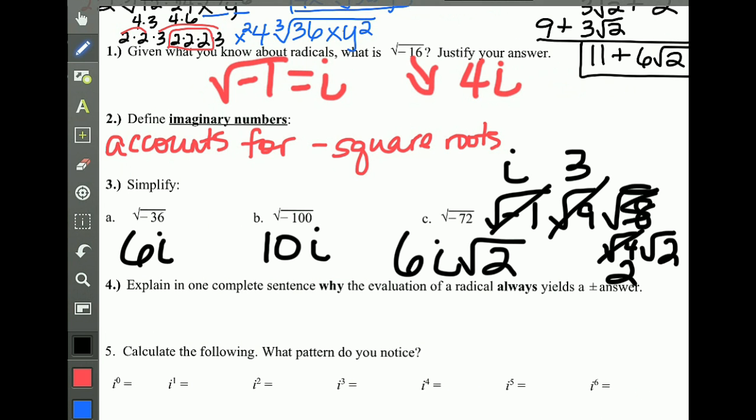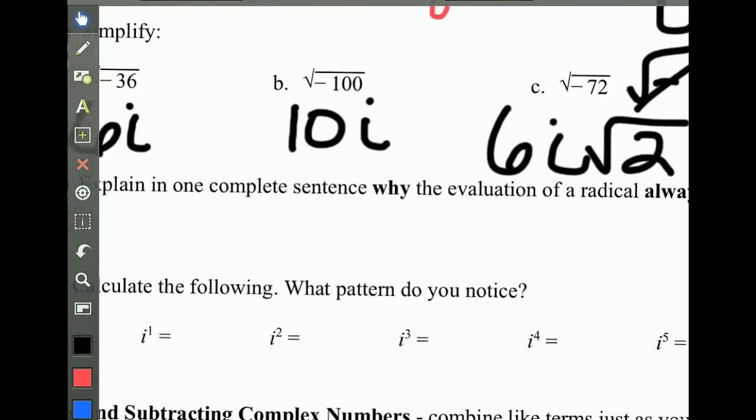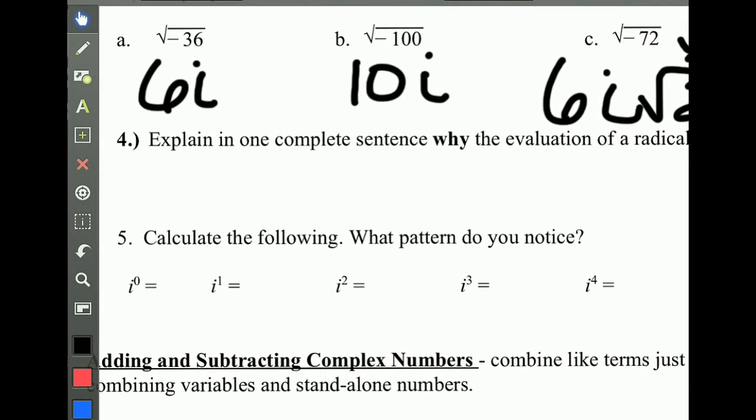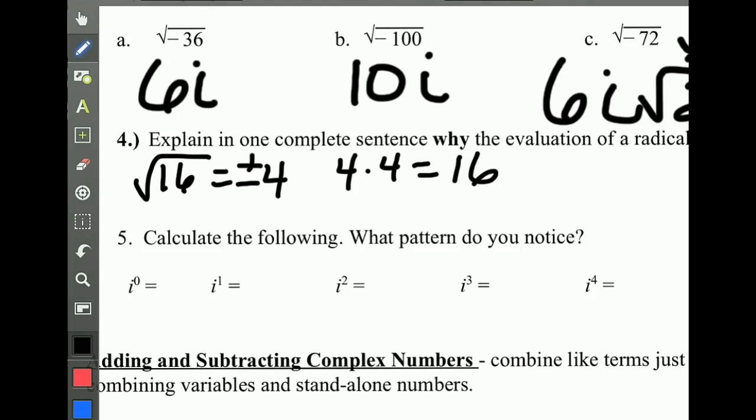All right, explain in one sentence why the evaluation of a radical always yields a positive and negative answer. So think about why that is true. When we take the square root of 16, why do we get positive and negative 4? Okay? So the square root of 16 equals plus or minus 4. So 4 times 4 equals 16, and by the same turn, negative 4 times negative 4 equals 16. That's why you have to account for the plus minus.